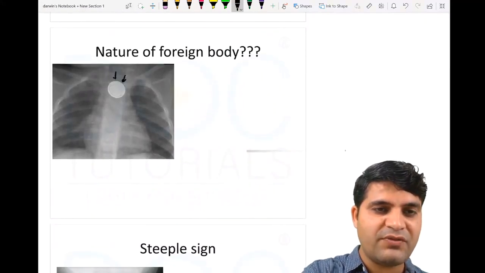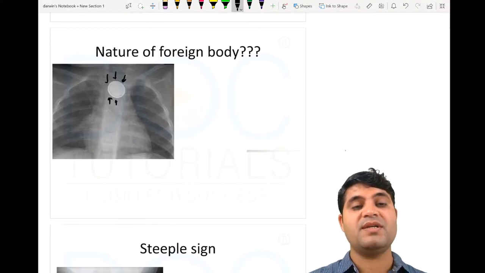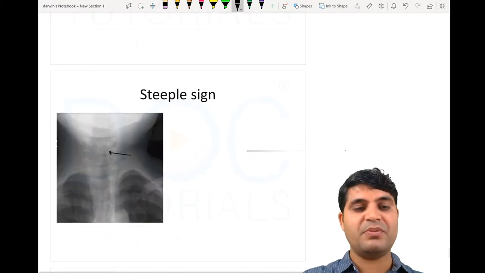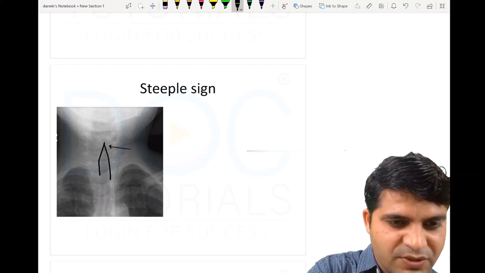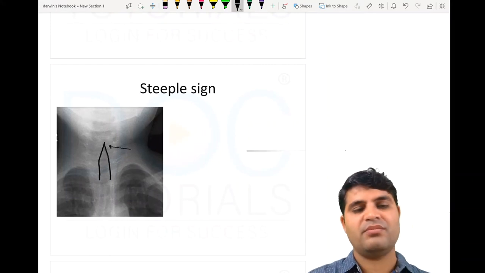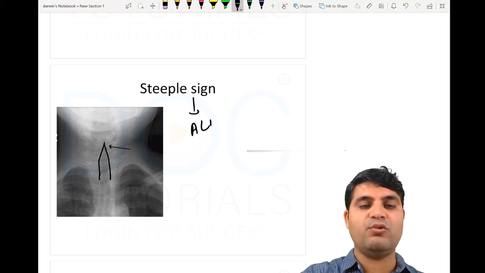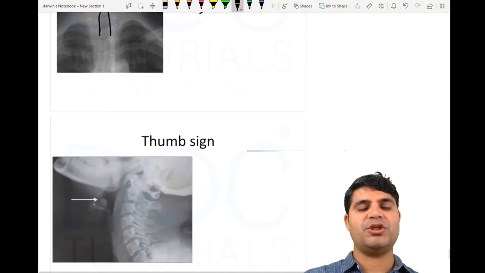Can you appreciate the double ring sign? Double ring sign. So this is nothing but a cell battery. Then coming to steeple sign. You can see here the steeple of a church. I hope you have come out with the diagnosis. So it is nothing but acute laryngotracheobronchitis, croup. Very important sign. It is like the steeple of a church.